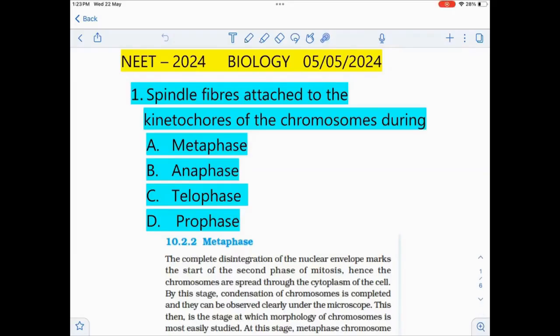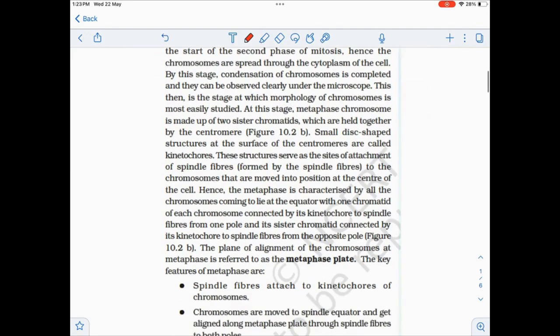Biology question from NEET 2024, and the question is: spindle fibers attach to the kinetochore of the chromosome during option A metaphase, option B anaphase, option C telophase, option D prophase. The answer is option A, metaphase. And this is a line from the NCERT, from the lesson called Cell Cycle and Cell Division.